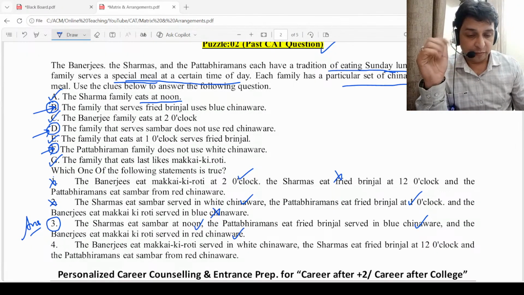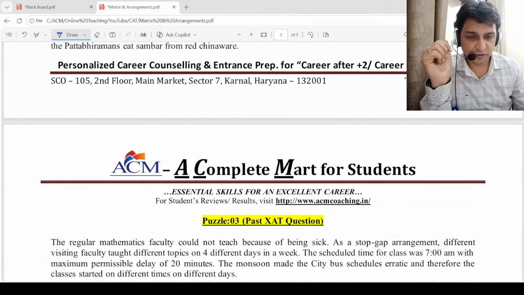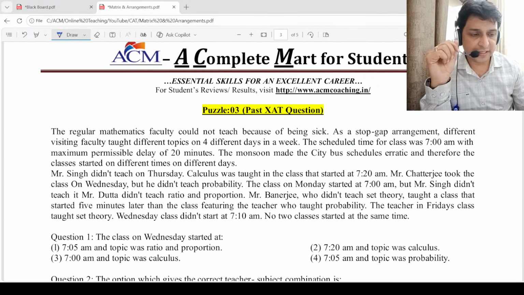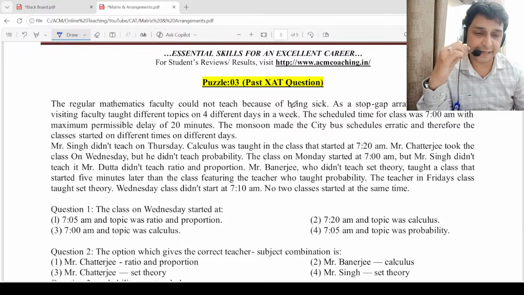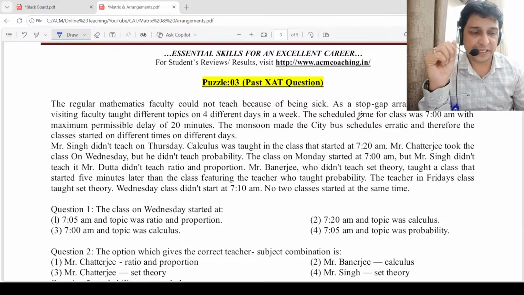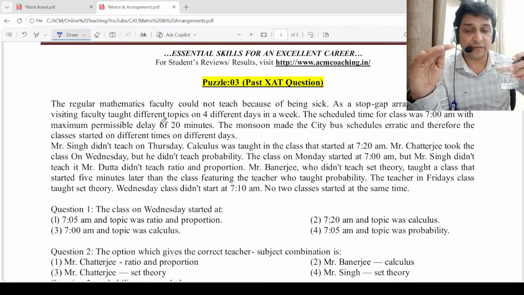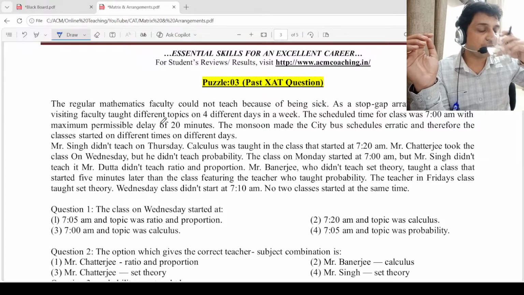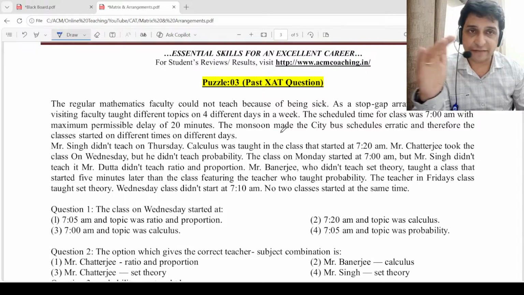Puzzle number 3 now. Now that is an exact question. It is about a regular mathematics faculty who could not teach because of being sick. As stopgap arrangements, different visiting faculty taught different topics on 4 different days in a week. So again, the information is not given. The names of the faculties have not been given yet. The days of the week have not been given yet.